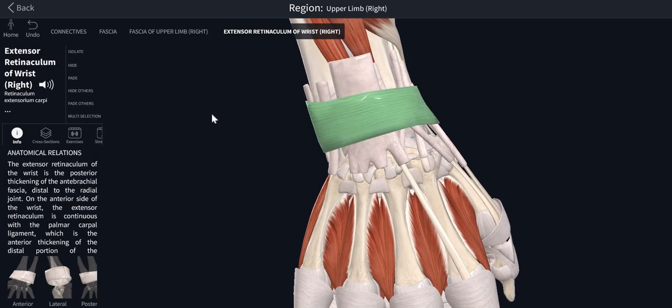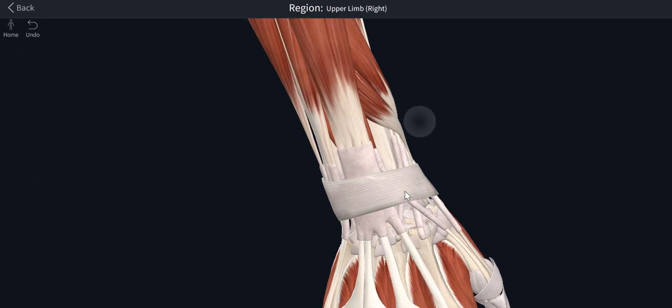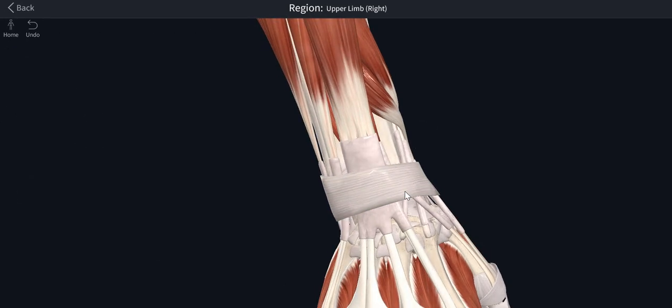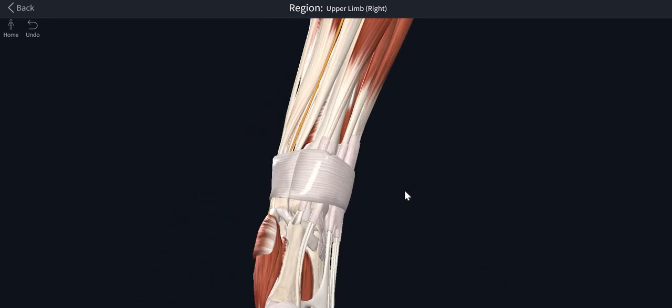This extensor retinaculum holds the extensor tendons in position. So it's almost the same job. If you notice, here we also have a sheath, more than one sheath, for the tendons that pass through them. Okay, so these are all the extensor muscles. What the extensor retinaculum does is that it forms six compartments or six tunnels, through which pass various tendons of various extensor muscles. It is attached medially to the hook and the pisiform.